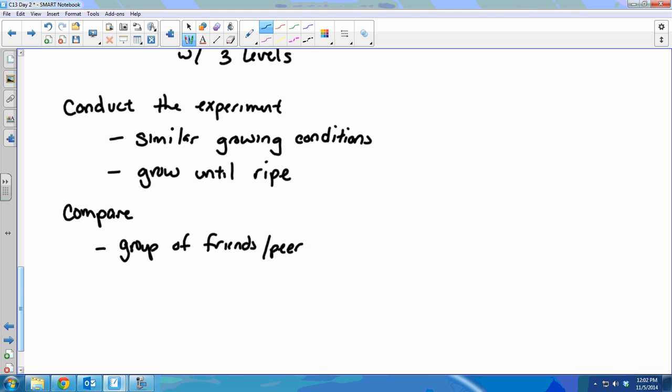Peers. The book says panel of judges to test your tomatoes, but juiciness and tastiness are a subjective measure, right? So what are you going to have to create to control the subjectiveness? A scale, like a juiciness. How do you spell juiciness?